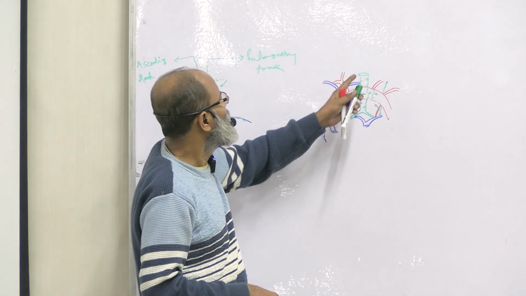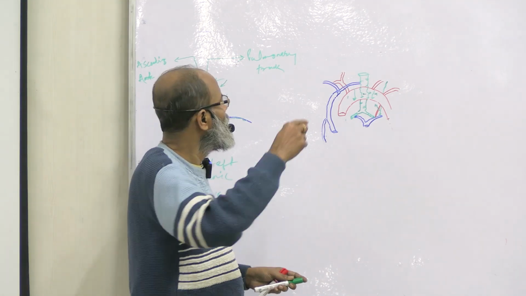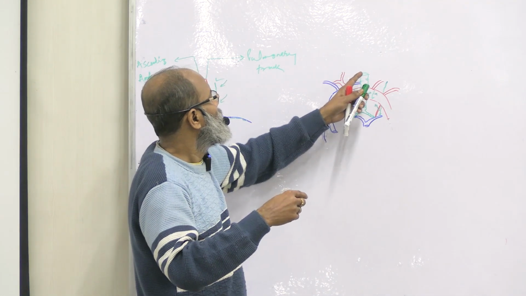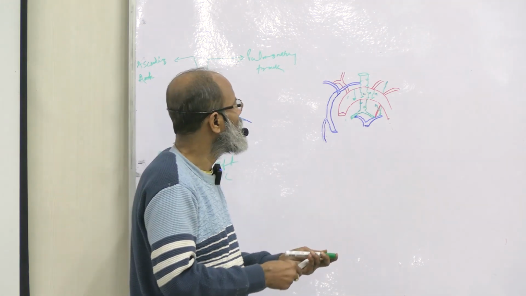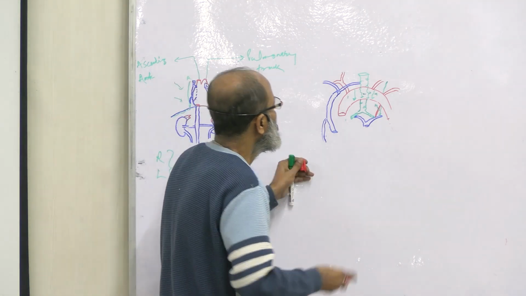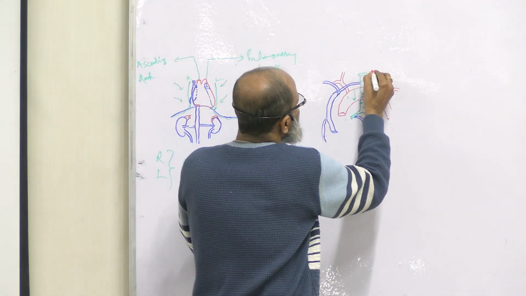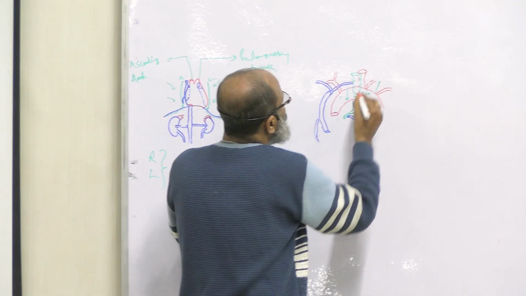And you see on the back of the arch of aorta, there is the trachea, and more behind is the esophagus. I have not drawn the esophagus here. More behind is the esophagus. All right.